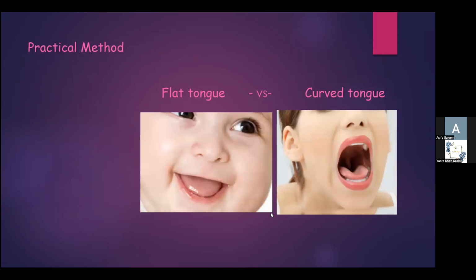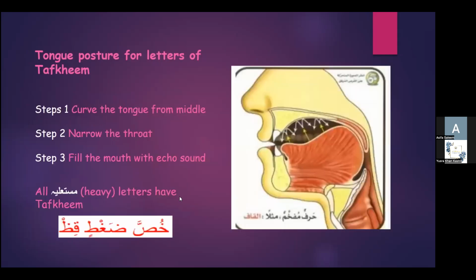So this was the practical example of the shape of the mouth with the tongue specifically, because when we use the tongue while curving in the middle, it brings the echo, it brings the heaviness to the sound, and keeping the tongue flat will leave it light. Okay, so this is what we've learned so far. This is another example of how the echo is created in the mouth for the sound of the letters to make it mufakham, make it heavier.